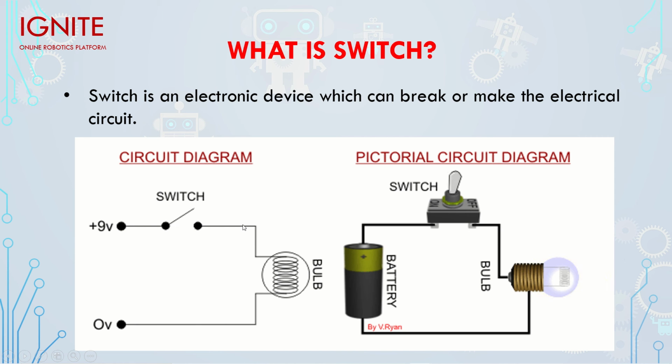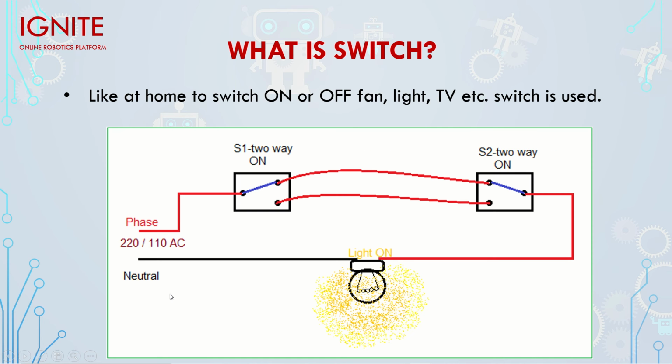So in this way, the switch is basically making and breaking the circuit of the bulb. Very simple. Here is another example at home. Generally, at home we have two switches to control a single light or fan. One switch is near the bed, and the second switch is at the door. When you switch on the fan with the switch near your bed, and when you are leaving the room, you can switch off that fan from the other switch also.